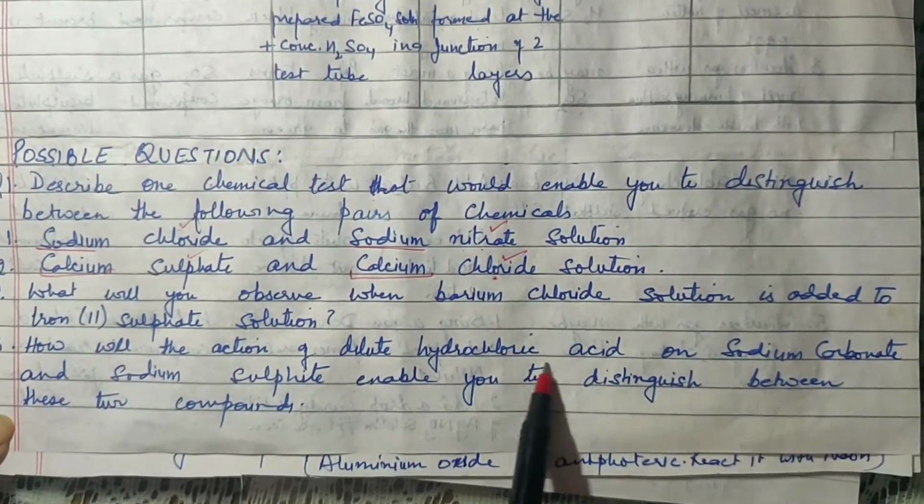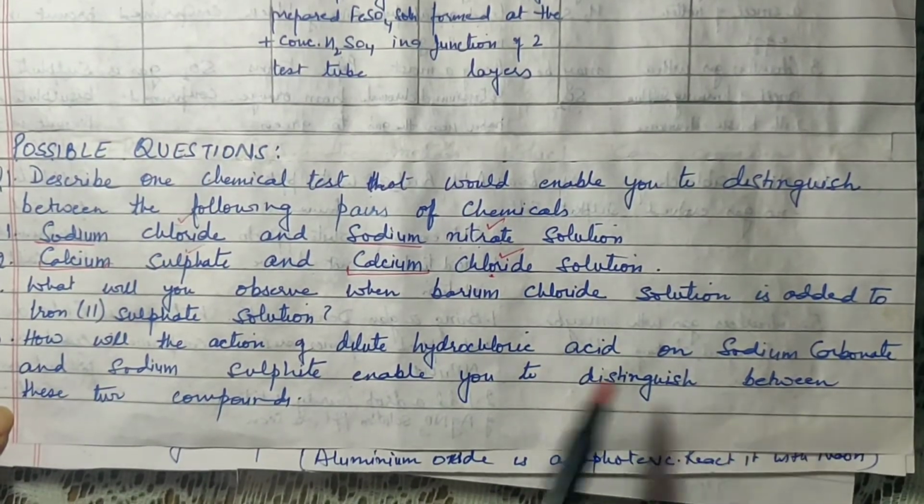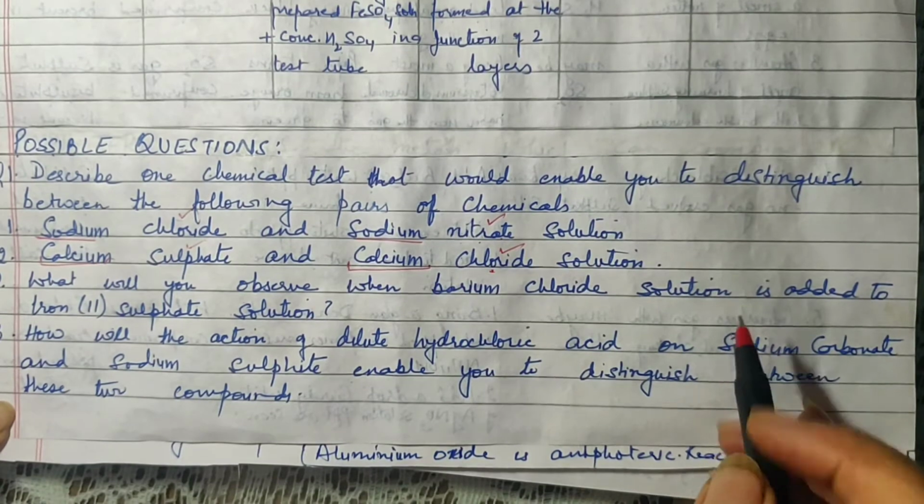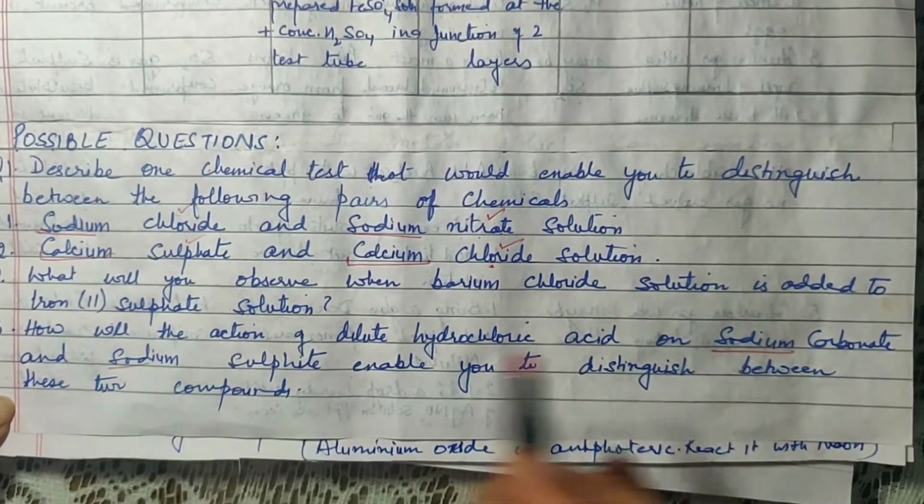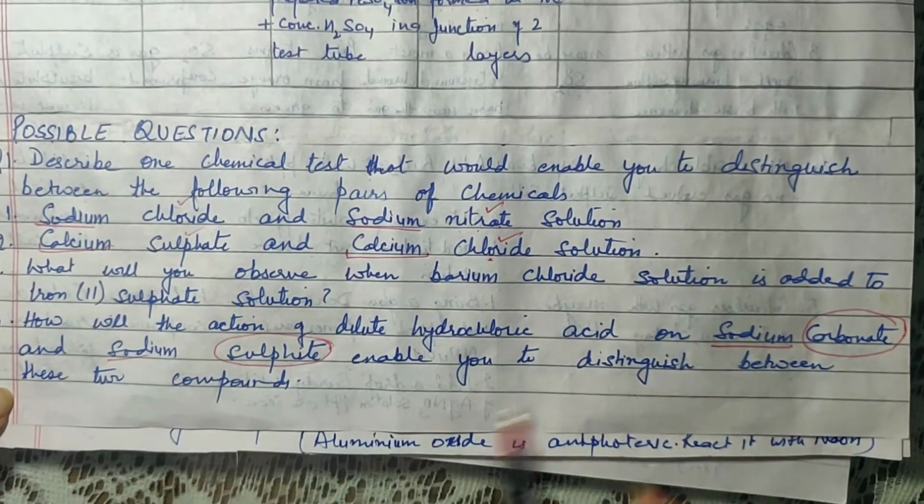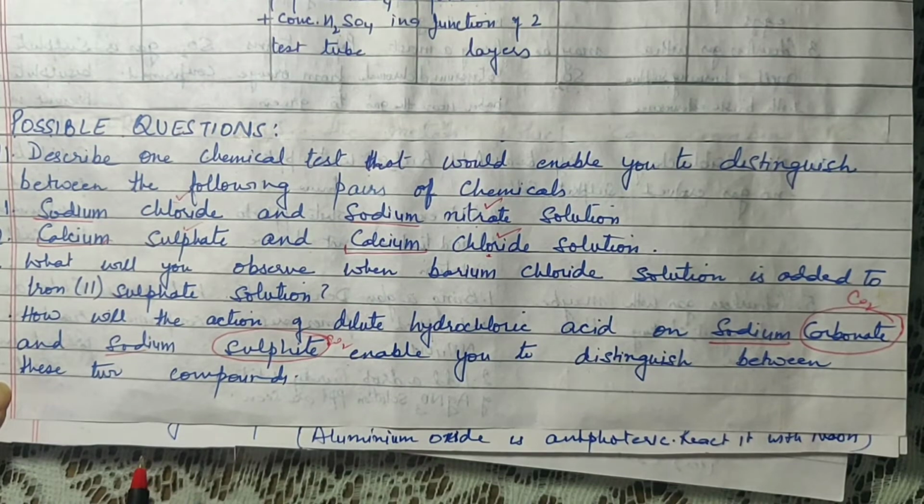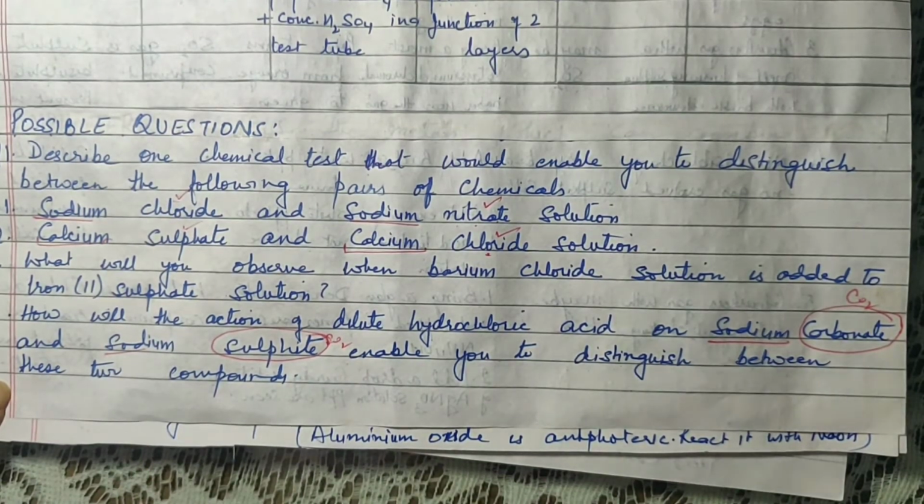How will the action of dilute hydrochloric acid on sodium carbonate and sodium sulfite enable you to distinguish between these two compounds? So again, sodium is common to both of them. You have to distinguish between carbonate and sulfite. Mind you, I told you carbon dioxide and sulfur dioxide properties are quite same. So don't talk about the lime water test.